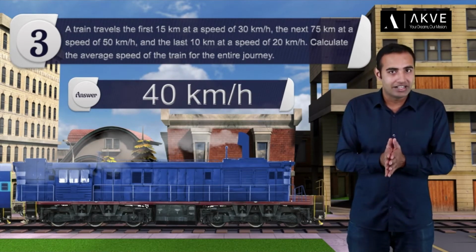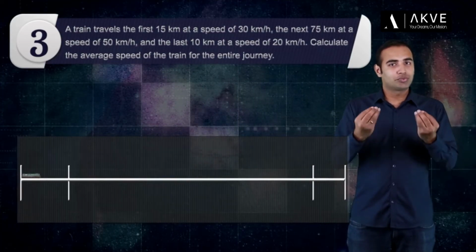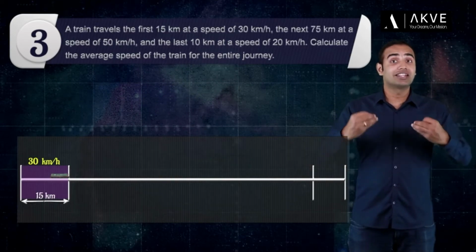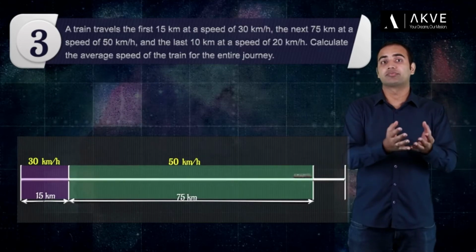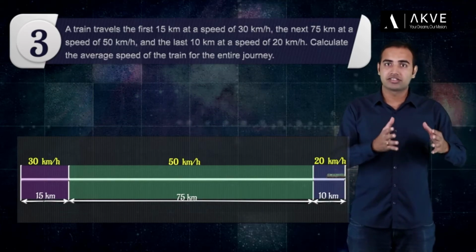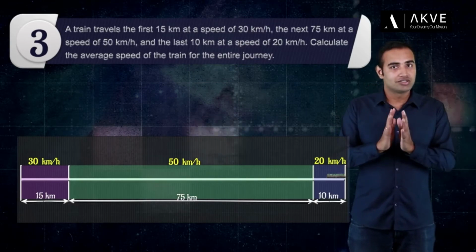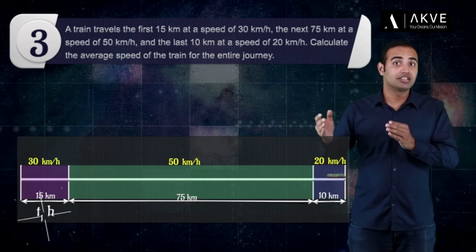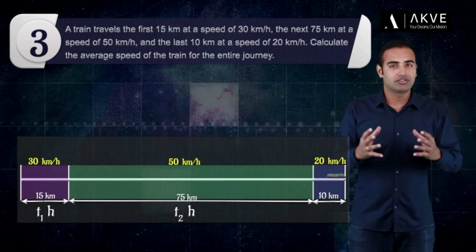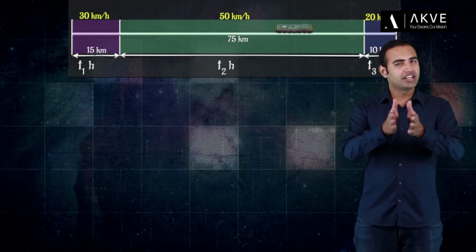So once again, before writing any equation, we first of all draw a diagram of the entire train's path. So according to the problem, the train covers first 15 kilometers at a speed of 30 kilometers per hour, the second 75 kilometers at a speed of 50 kilometers per hour, and the last 10 kilometers at a speed of 20 kilometers per hour. Now in each section, we have the values for distance and speed, but we don't have the value for time. So let's assume that the time taken to cover the first section is t1 hours, the second section is t2 hours, and the third section is t3 hours.